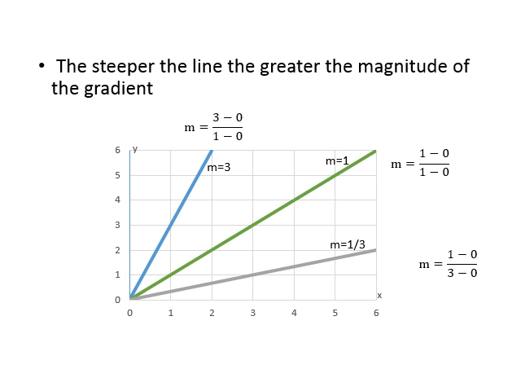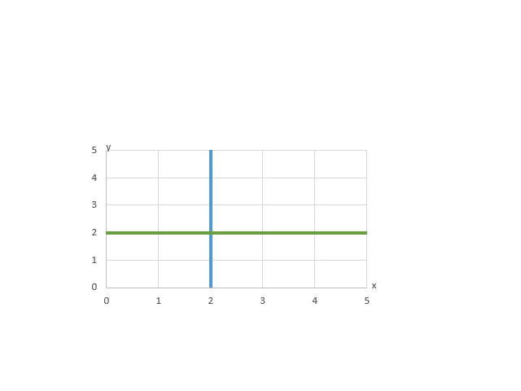So let's check it. Is it true that the steeper the line, the greater the magnitude of the gradient in this case? The steepest line has a value of 3, and the least steep line has a gradient of 1/3. Yep, that looks about right. Perfect. Now we're going to look at vertical and horizontal lines.